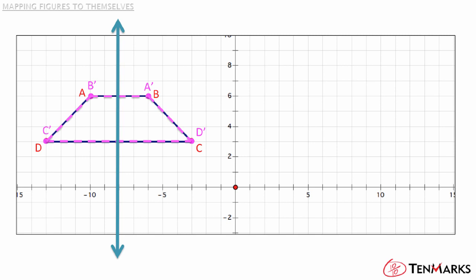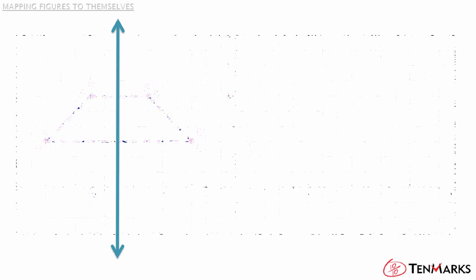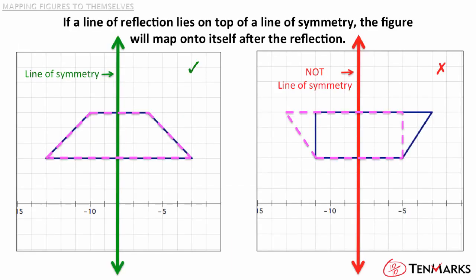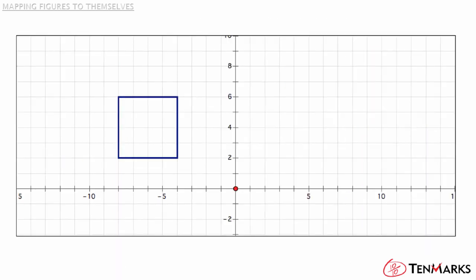But what if the line of reflection is on top of the figure, but not along one of the lines of symmetry? If you reflect this figure over the line, the image overlaps the pre-image, but it does not map directly onto itself. As a rule, if the line of reflection lies on top of the line of symmetry, the figure will map onto itself after the reflection.